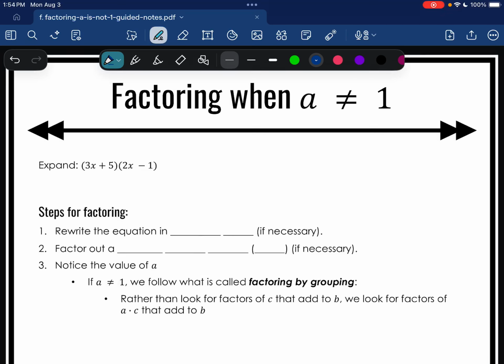What's up, everyone? Today we are going to factor when our leading coefficient is not 1. So this is the most complex type of factoring we're going to do. And go back definitely and check out the previous 2 videos if you haven't already to see the lead up to today's type of factoring.